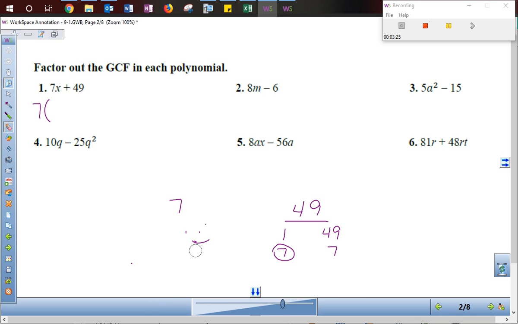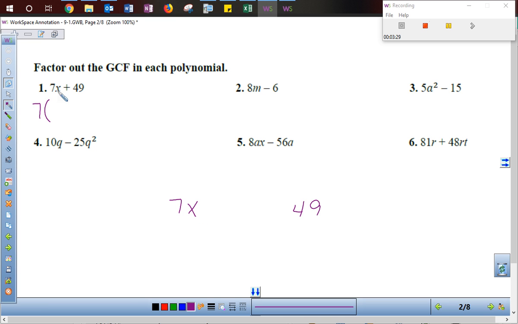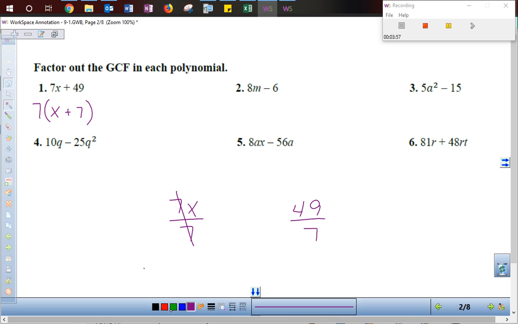So currently, I have 7x and positive 49. To figure out what I have left, I take what I started with, and I divide it by what I'm taking out. So here I started with 7x, and I'm taking out a 7. So I'm going to take that 7x and divide it by 7. Well, the 7's cancel out here, and that just leaves me with x. Now my second term is 49. If I take 49 and divide it by 7, I'm going to be left with a 7. So when I take out the greatest common factor of 7, I'm left with the quantity of x plus 7.